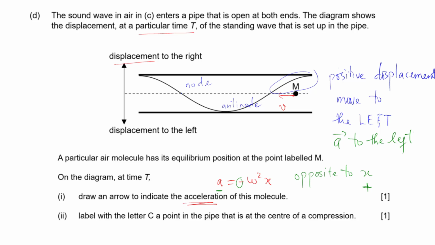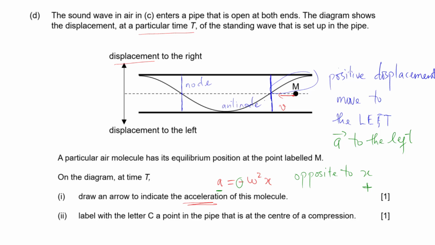Okay. Now, question 2. Label with the letter C a point in the pipe that is at the center of compression. The center of compression is at a node, which means that any point along this vertical line at one node is the compression.